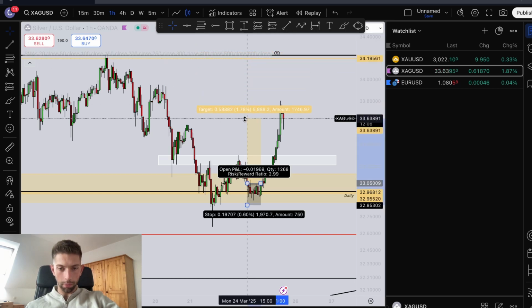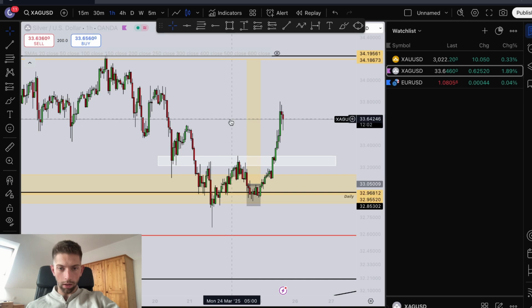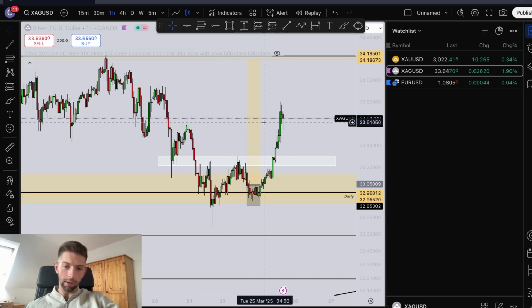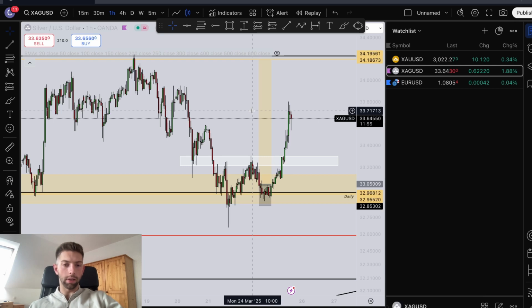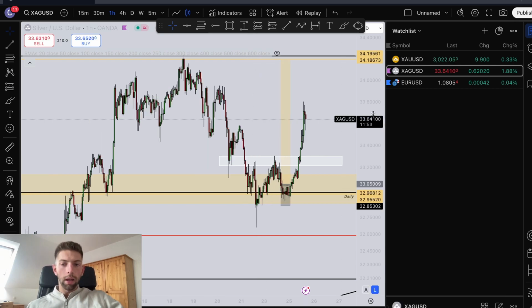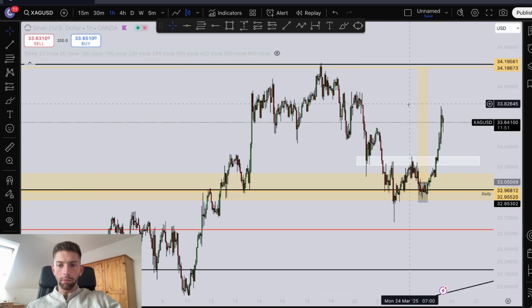Currently I'm up around 3R. I closed half of my position around this area, around 3R, so I secured 1.5%. And yeah, I'm going to be breaking down this trade.